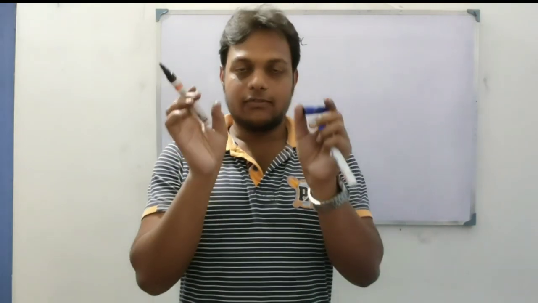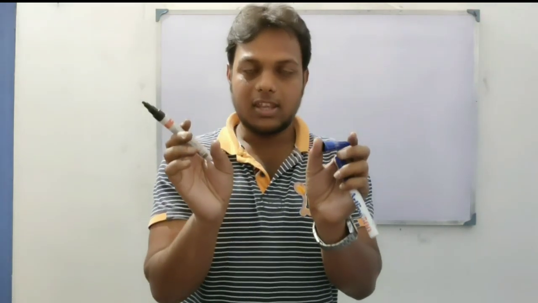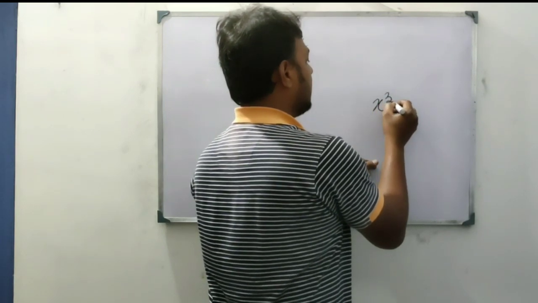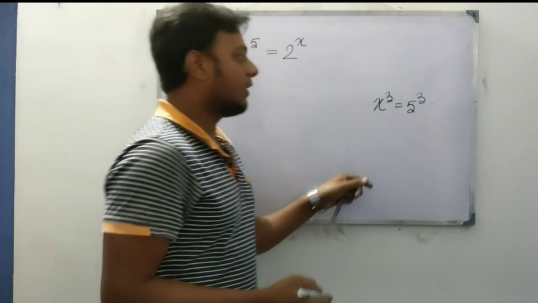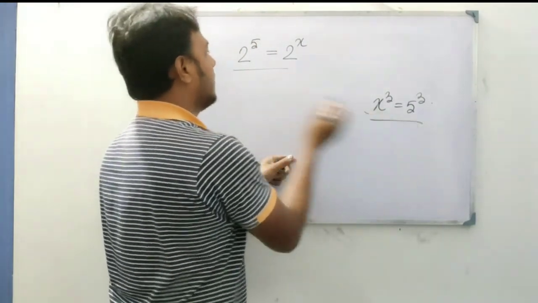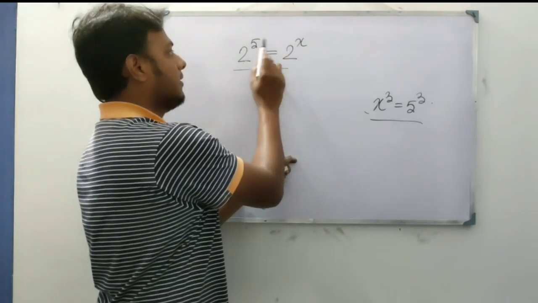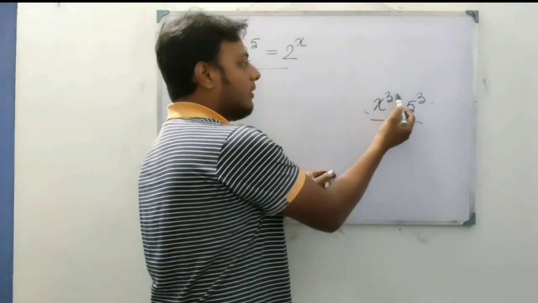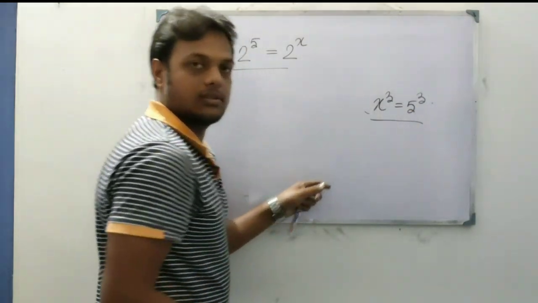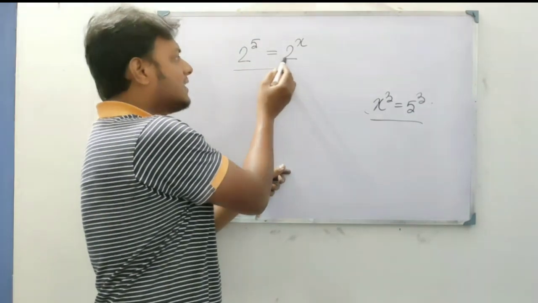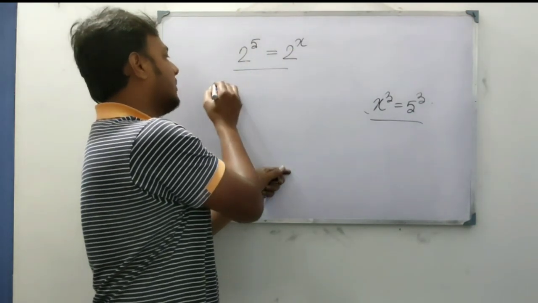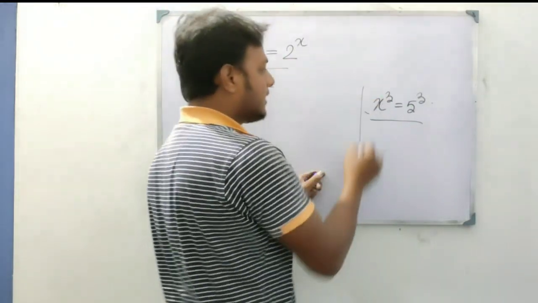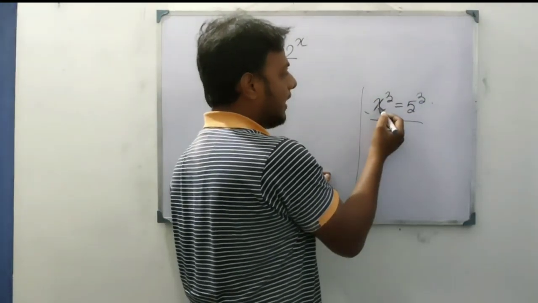And the converse is also true. Suppose I am considering x to the power 3 equals 5 to the power 3. First make the difference between these two. In the first, base and base are the same, and the index on the left hand side is 5 and on the right hand side is x. For the second one, the power is the same but the bases are different. If the base is the same, then we conclude that their power must be the same. That means 5 must be equal to x. And for this case also, since the power is the same, we conclude that x and 5 are also the same.